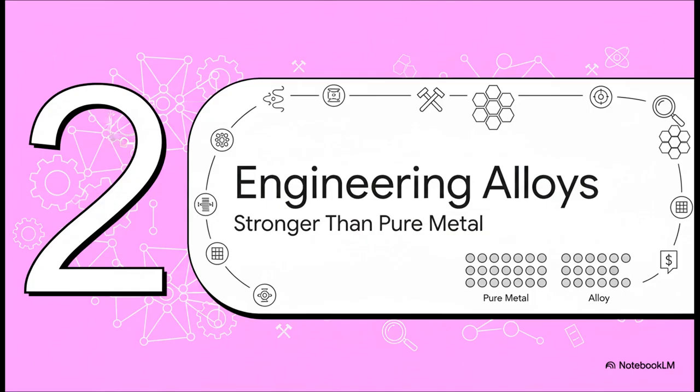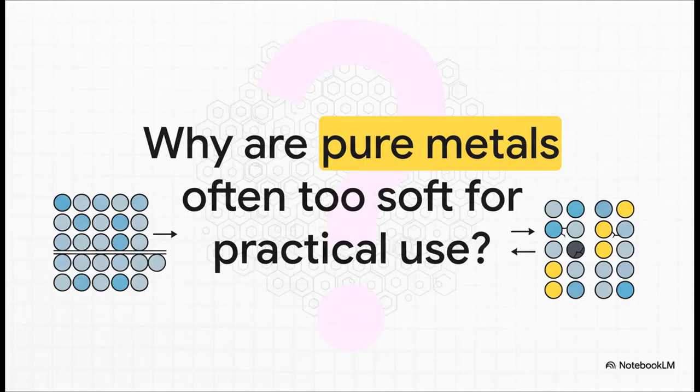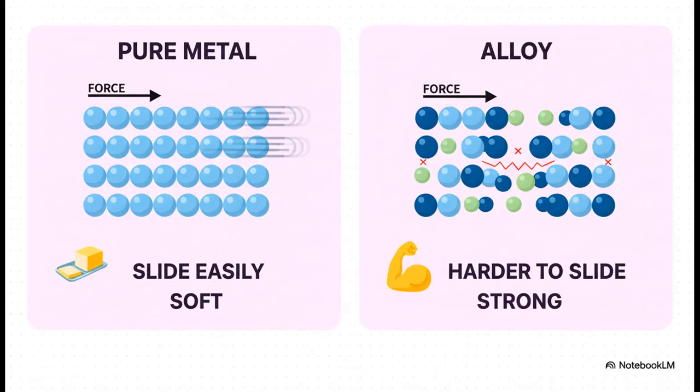Okay, so that's how we protect metals. But what if we could just build stronger materials from the get-go? Well, this is where alloys come into the picture. Turns out, pure metals are often way too soft for most jobs, and alloys are the engineered solution. But why is that? If pure metals have these beautiful, simple, regular structures, why are they so often, well, kind of useless? The answer, funnily enough, is because of how regular they are. And this explains it perfectly.